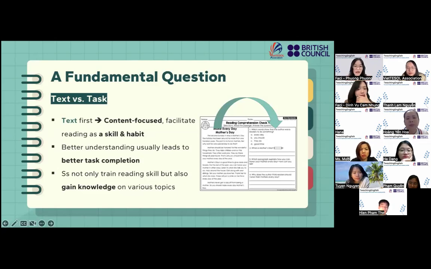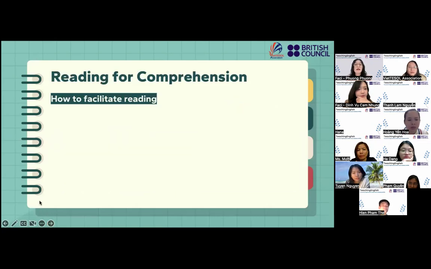So in my opinion, my approach may be a bit different, but I would like the student to read the text first and understand the text. If the text is too difficult, maybe you want to wait until Miss Nhung's section to make sure you choose a suitable text for the student. But with that in mind, remember, we need to build reading as a skill and as a habit, right? So let's see how we can facilitate reading. I have a few strategies, a few key points.